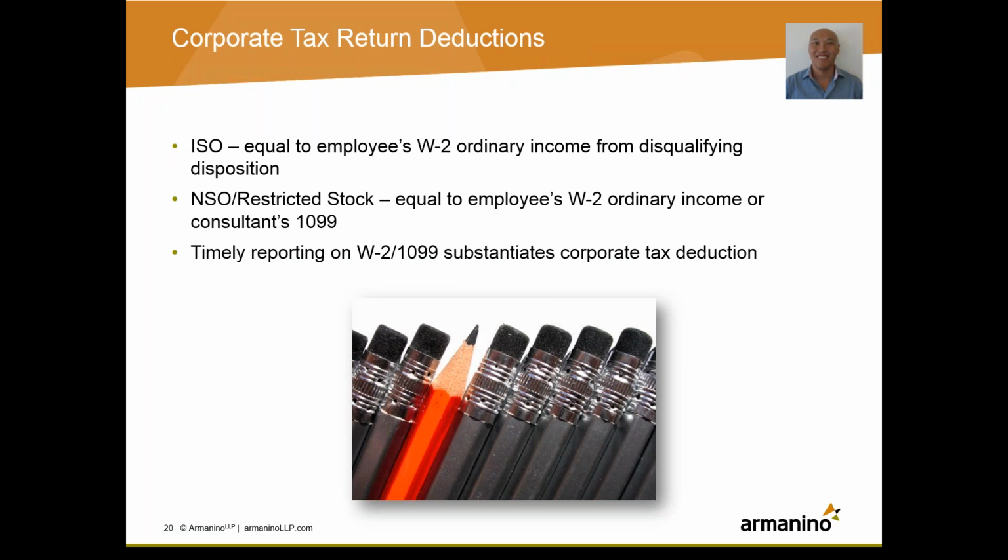All right, the next slide we'll cover is corporate tax returns. For ISOs, qualifying dispositions produce capital gains for individuals, but no tax deductions for corporations. The IRS requires the support of W-2 or 1099 reporting to substantiate the tax deductions. So if the company fails to report, they're not allowed to take the deduction and run the risk of non-compliance with the IRS.